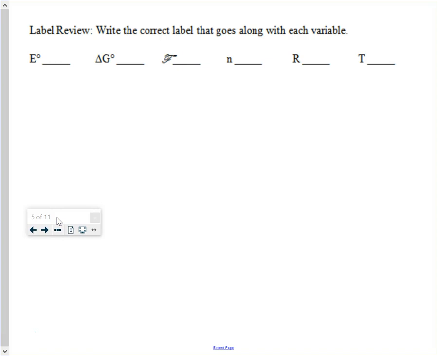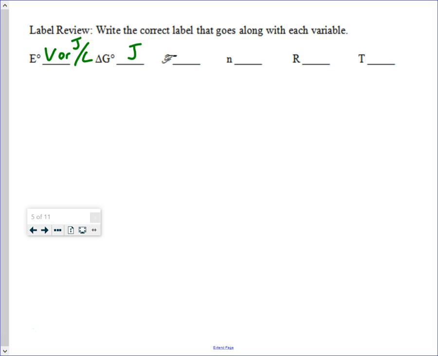All right, a little bit of review for labels here. We've got all sorts of different kind of funky variables coming in this unit. So the first one there is the cell potential. The units of cell potential are volts. Or if you want to break that apart, we can say that it is joules per coulomb. Delta G gives free energy from the previous unit. That was always given to us in joules or kilojoules. Doesn't really matter. I'm just going to put joules.